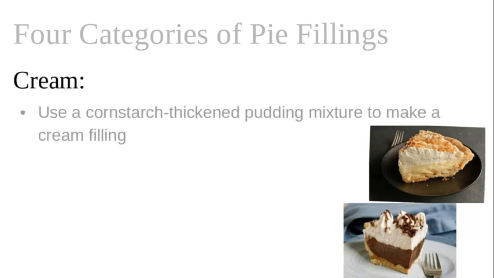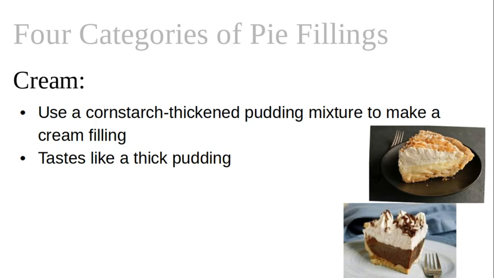All right, so then we have cream pies, and cream pies honestly just taste like a thicker pudding. Typically they're made one of two ways. They're either made by using a cornstarch thickened pudding mixture to make a cream filling, or they're made a similar way to how a custard pie is made, which is the next category. Like I said, it really tastes just like a thick pudding.